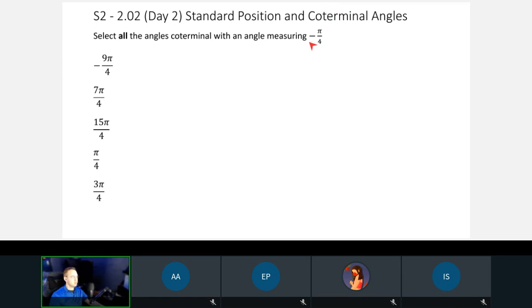So I'm going to say on your final, don't do these in your head. Write them out. Maybe write out negative pi over 4 and then do plus 2 pi, put the answer. And then put plus 2 pi again, put the answer. Plus 2 pi again, put the answer. Write this stuff out. And then go the other direction. Write out negative pi over 4, put minus 2 pi, write the answer. Do minus 2 pi again, write the answer. Minus 2 pi again, write the answer. Don't do these in your head.